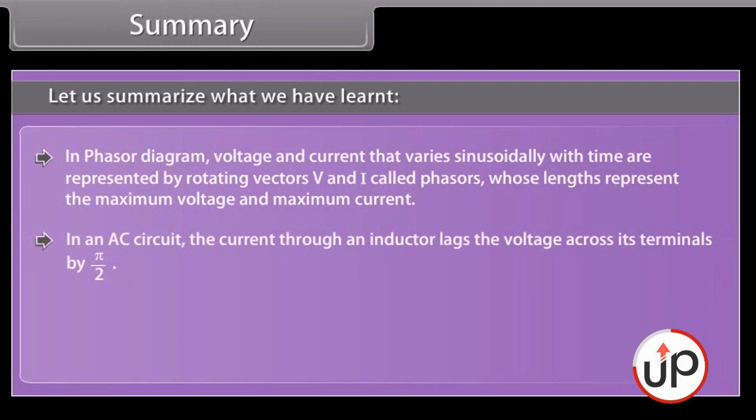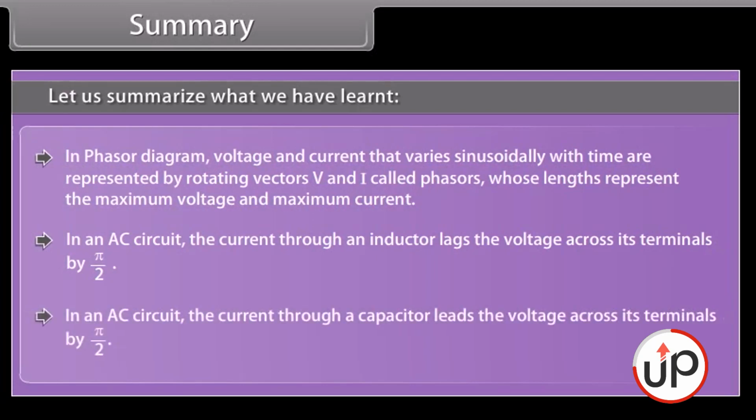In an AC circuit, the current through an inductor lags the voltage across its terminals by pi/2. In an AC circuit, the current through a capacitor leads the voltage across its terminals by pi/2.